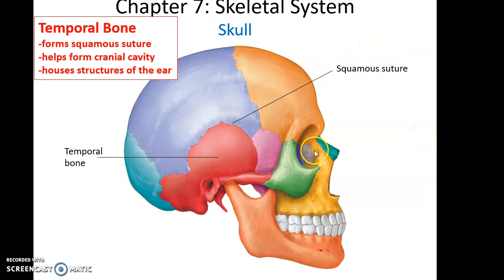Then we have the temporal bone. Here is the temporal bone. It's a lateral bone. There's a right and left temporal bone. Helps to form the squamous suture. Helps to form the cranial cavity and also houses structures of the ear.